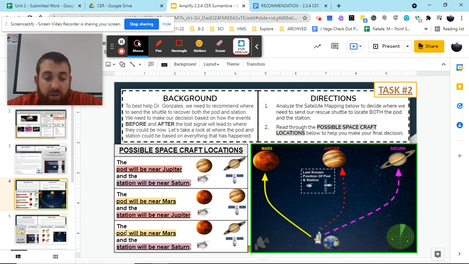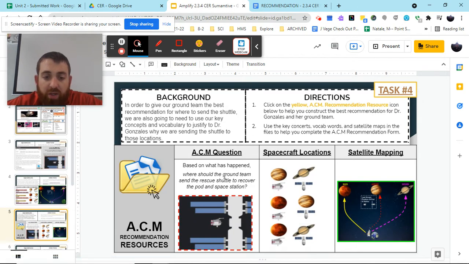So last option, the pod would be near Mars, the station would be near Saturn, so they'd send the shuttle there and not to Jupiter. So our job is to figure out which of these claims as to where the pod and station are would help us to answer our big question from the beginning. Where should the ground team send the rescue shuttle to recover the pod and space station?